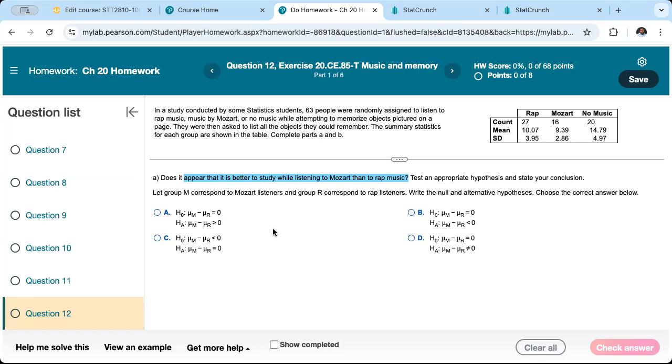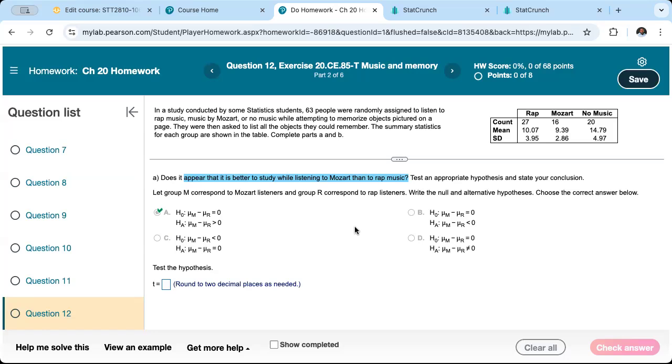Abby, you want to help us? Why do you think it's A? Because it's saying Mozart is better. If it's asking if it's better than that music, then that would be a greater than. Okay. Do you all agree with that? So he's saying that because you can see from here whether it is better to study while listening to Mozart music than rap music. You can see because of the word better here, which gives him the idea that it should be greater than. And so that is correct.